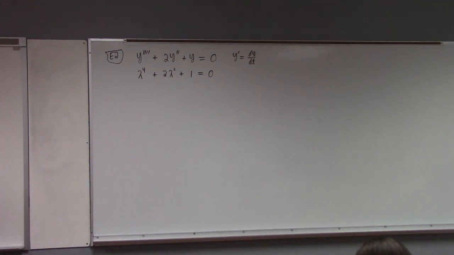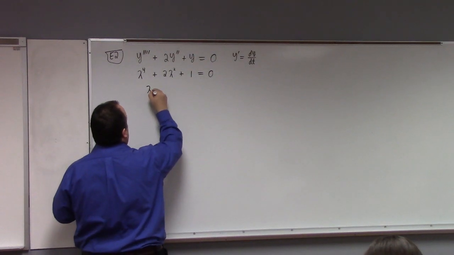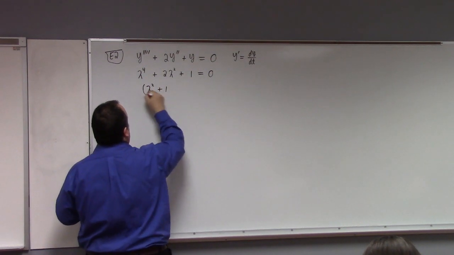If you want to think about it, the power of lambda we write down is the order of the derivative. If there is no derivative, the order of the derivative is 0. That's why we write down a 1 last, and not a lambda. Can you factor that? I can. This is (lambda squared plus 1) squared.